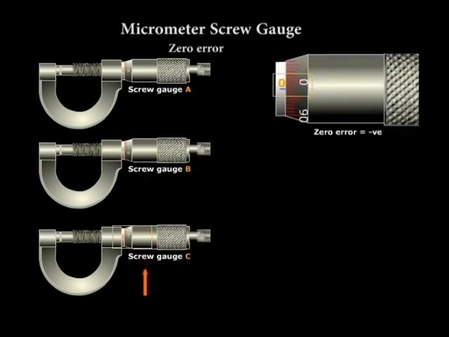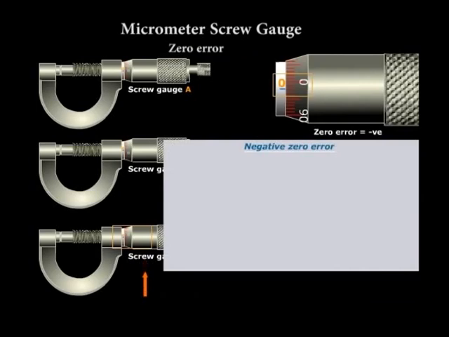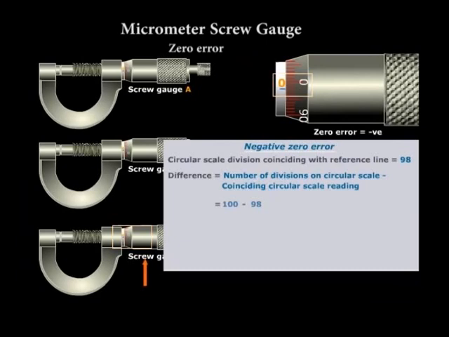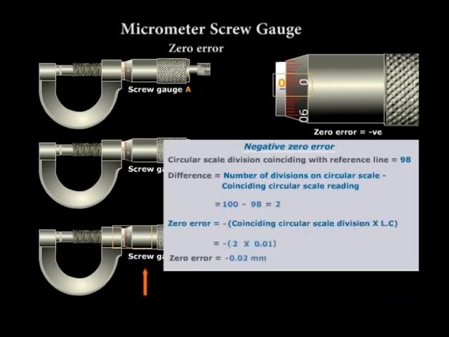For screw gauge C, the zero of the head scale is above the reference line of the main scale. It has a negative error. To calculate the negative zero error, note the division of the head scale coinciding with the reference line of the main scale. Also, note the number of divisions on the head scale deviating from the reference line of the main scale. In this case, it is 2 divisions. Multiply this by the least count. That is 2 times 0.01, which gives me negative 0.02 millimeters.